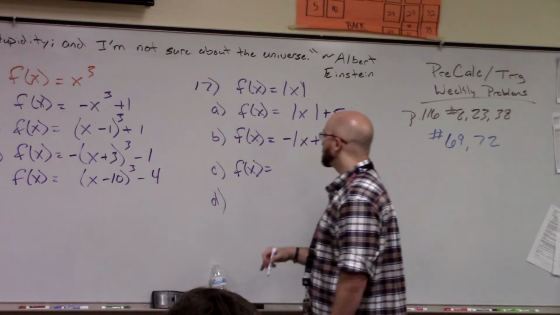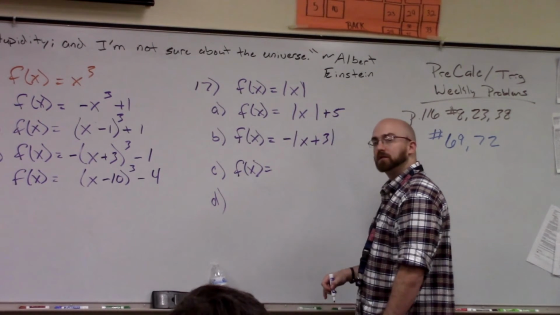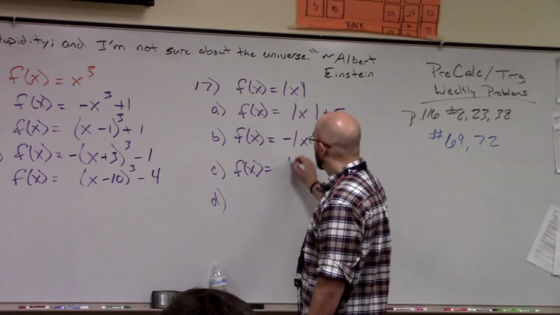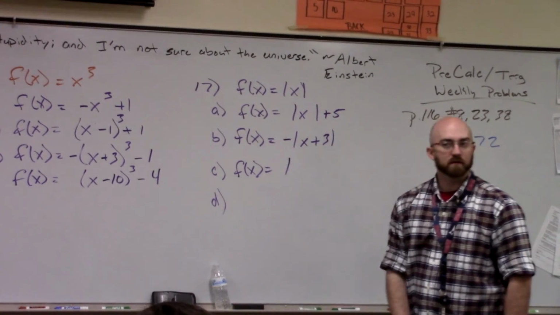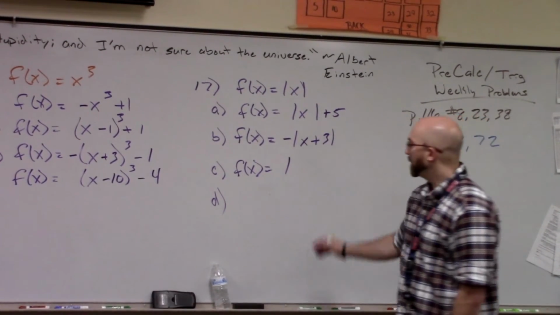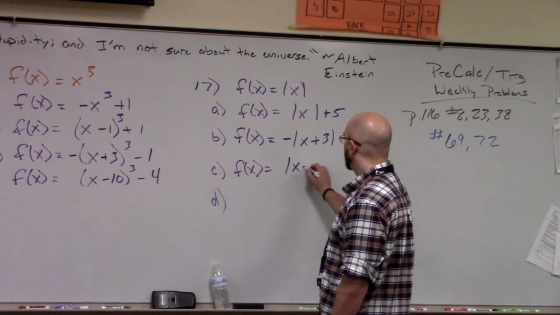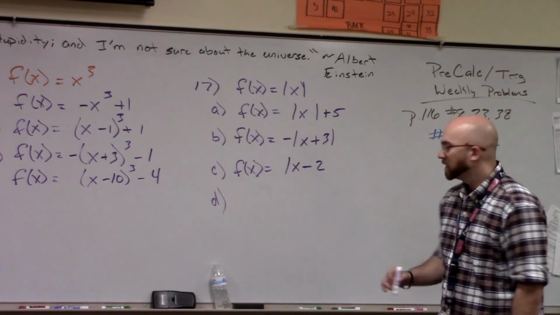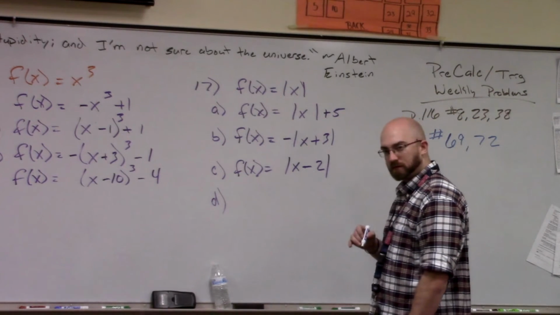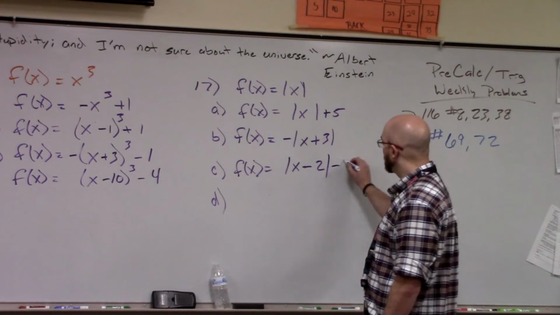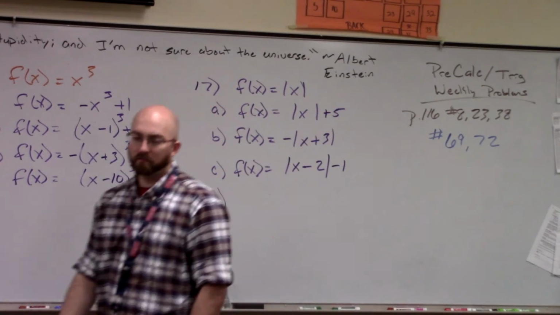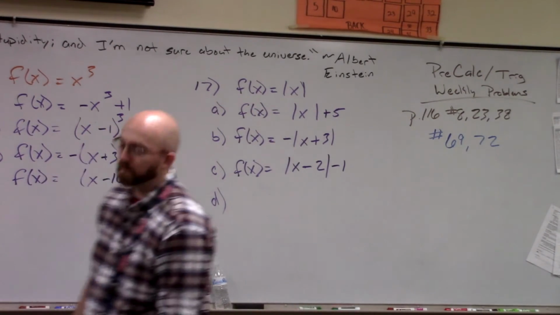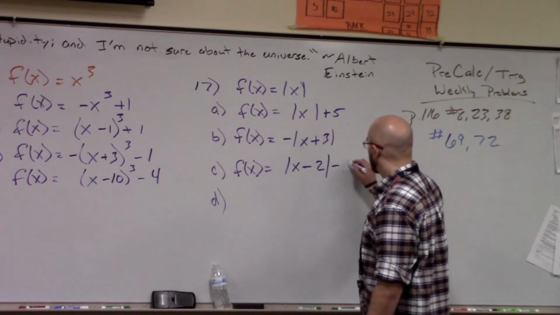Any reflections? No. Okay, does it move left or right? Right. How many? So that should be minus 2 then, correct? And then what else? Moves down. Down 1? Down 4. Down 4.